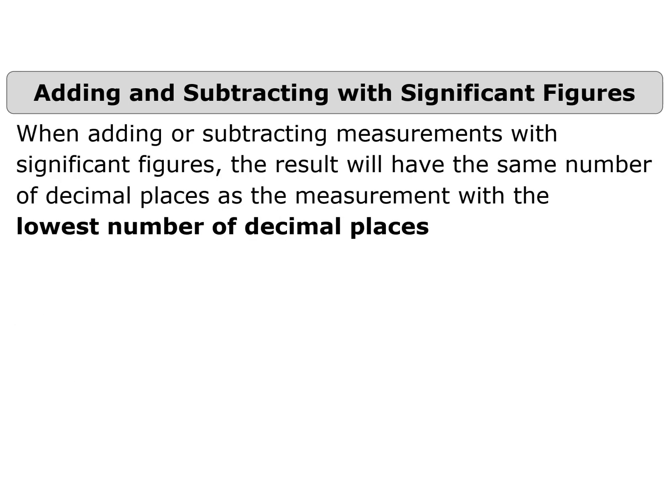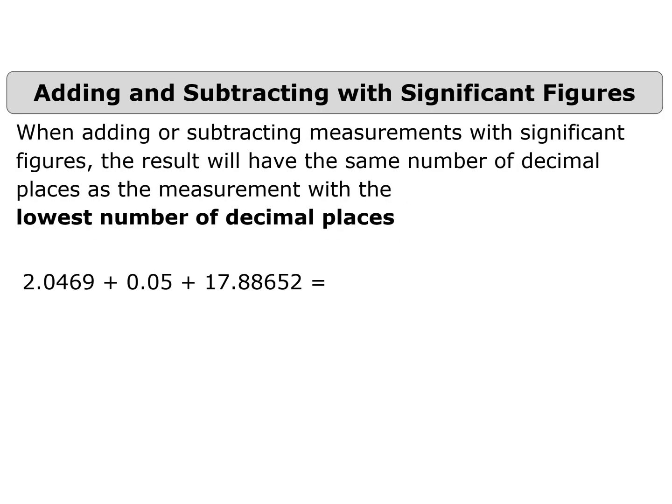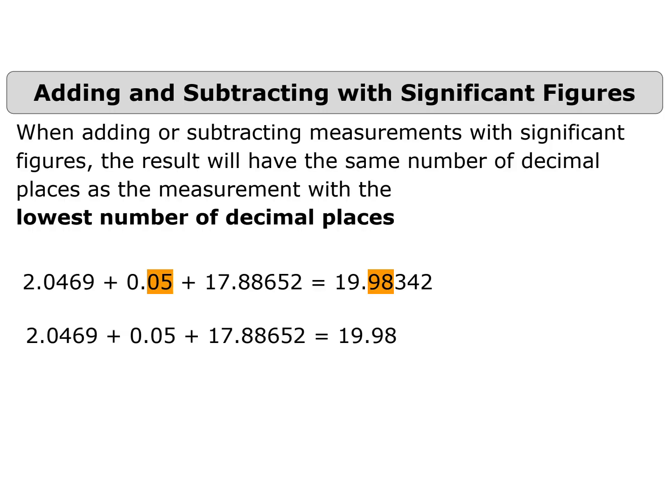When adding or subtracting measurements with significant figures, the result will have the same number of decimal places as the measurement with the lowest number of decimal places. For example, if we add these numbers together, we will get 19.98342. However, notice that the lowest number of decimal places we have is 2 decimal places. So we only want to go out 2 decimal places.